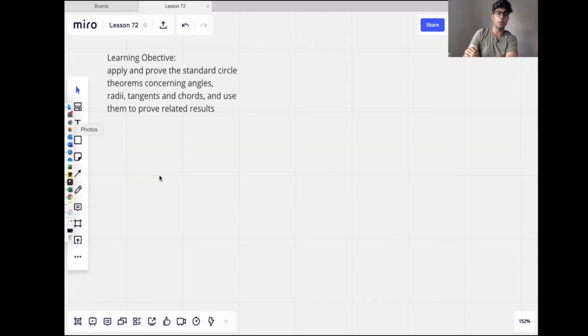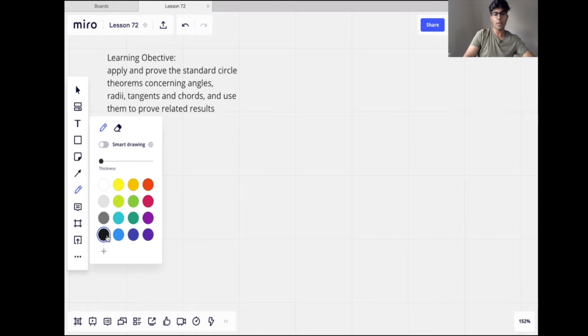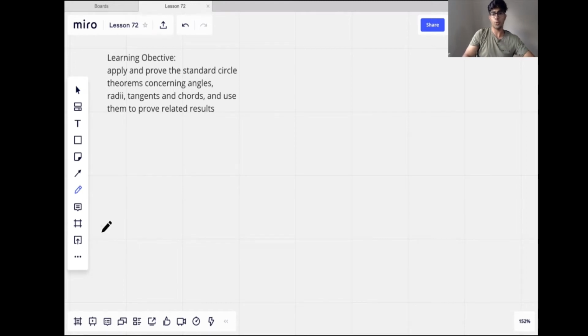Okay, so today's learning objective is to apply and prove the standard circle theorems concerning angles, radii, tangents, and chords, and use them to prove related results. In this video, I'll just be talking through the proofs, and in the next video, I'll go through some worked examples, to prevent the video from getting too long.